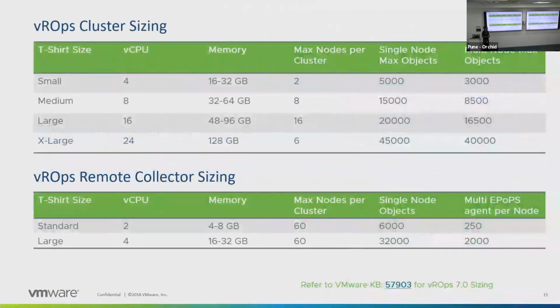From a sizing guideline perspective, as I said, vRealize Operations Manager comes in 4 t-shirt sizes: small, medium, large, and extra large. Small starts from 4 vCPUs, 16 to 32 GB RAM, and goes all the way to extra large with 24 vCPUs and 120 GB of RAM. So you can have a maximum of 16 nodes in your medium or large deployment. When I say 16 nodes, that is 1 master node, 1 master replica node, 14 data nodes, and a maximum of 50 remote collectors, not more than that.